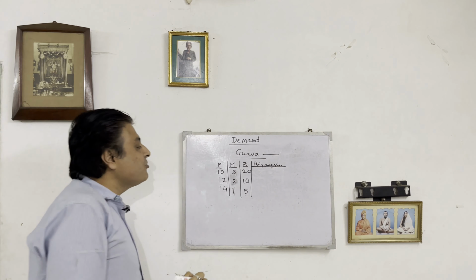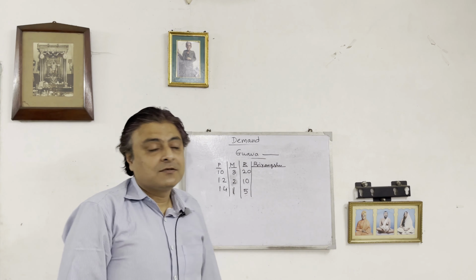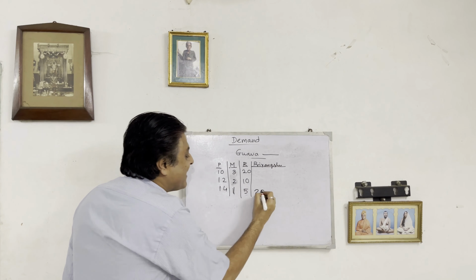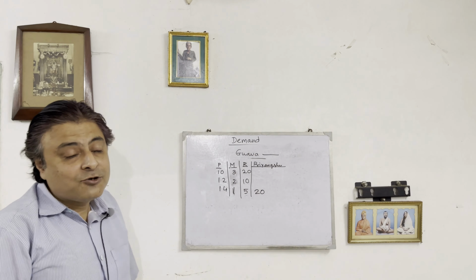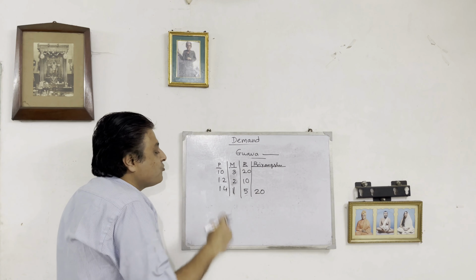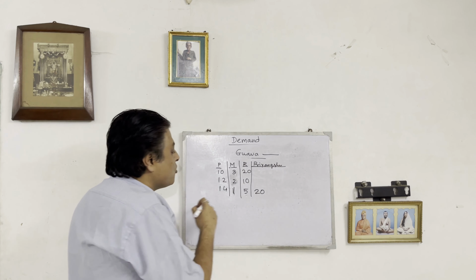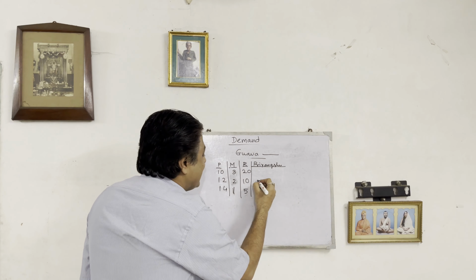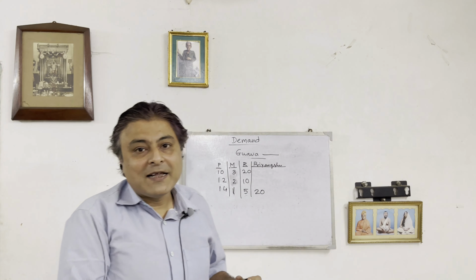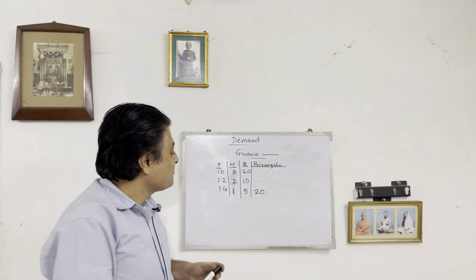Now Priyanshu is going to demand a different category. When the price is 14, Priyanshu is demanding 20 guavas. Priyanshu likes guavas very much. When it is 12, the price is lower. Priyanshu thinks that he will also take some guavas for his wife. By the way, Priyanshu has a wife.